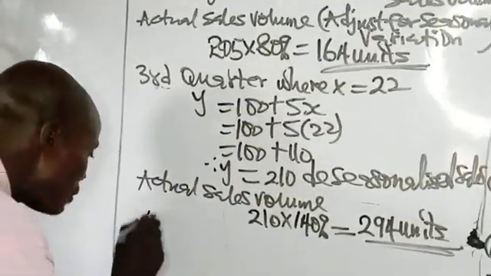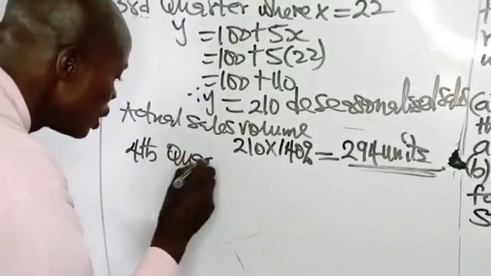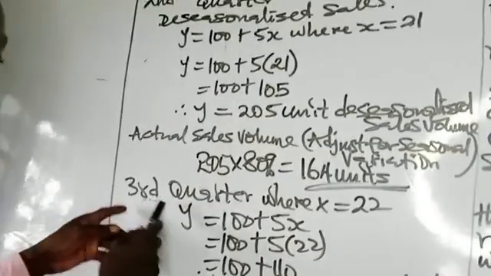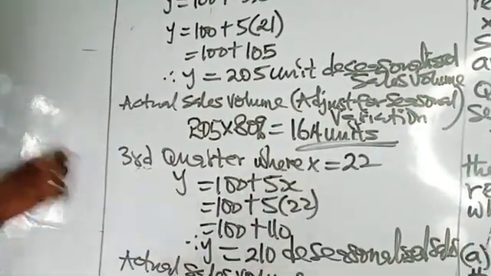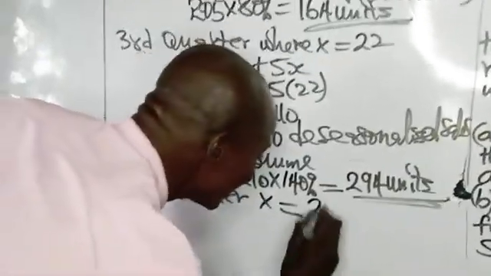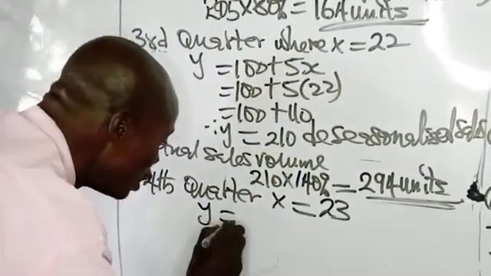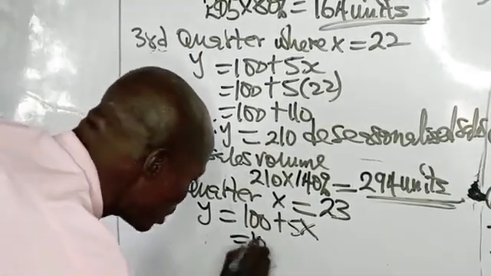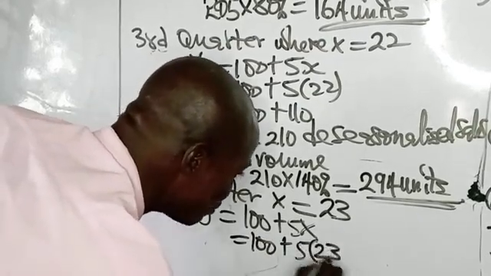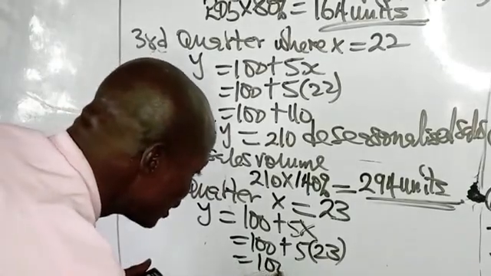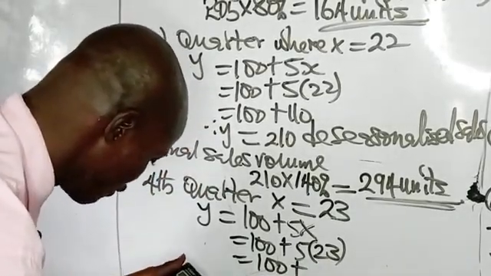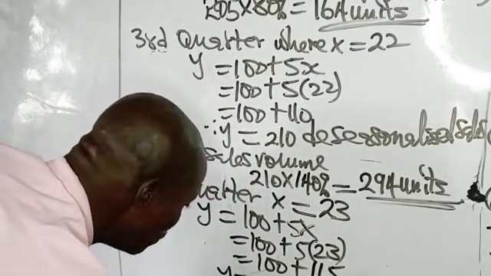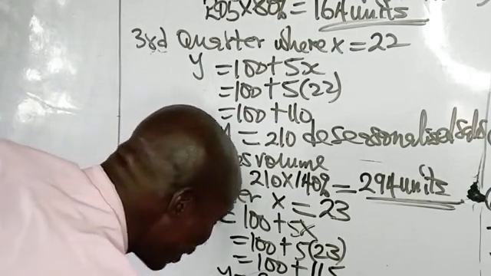In the fourth quarter, if for the third quarter we have x to be 22, then in the fourth quarter, x will be 23. So using the same formula, y equals 100 plus 5x, where x is 23, we have 100 plus 5 times 23, which gives us 115. You add it together, you have y to be 215.